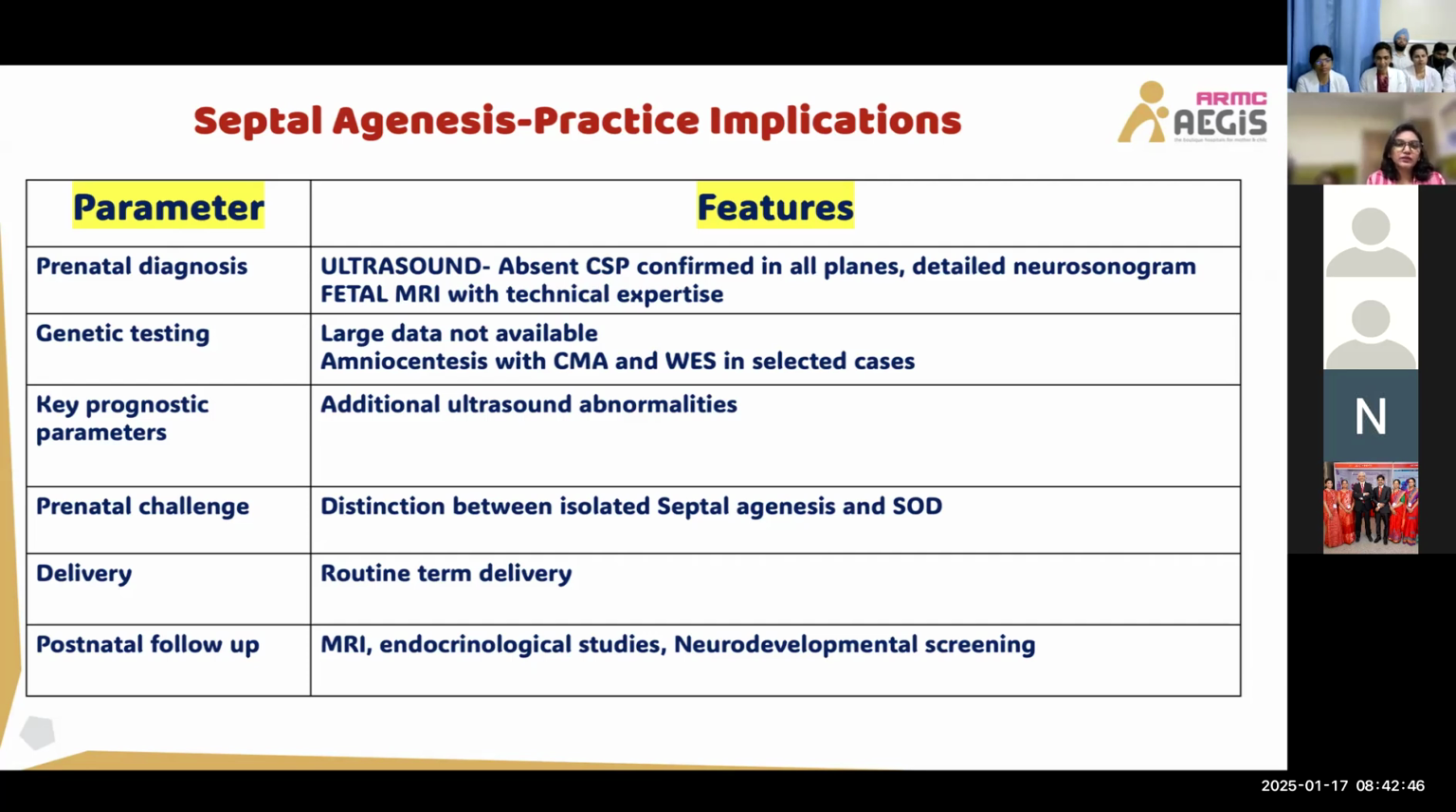The key prognostic parameters depend on the additional associated ultrasound abnormalities. It is always challenging prenatally to distinguish isolated septal agenesis from septo-optic dysplasia. Whereas the presence of these conditions per se is not a contraindication for routine term delivery. So after delivery, there must be a postnatal follow-up with a multidisciplinary team approach, that is with MRI, endocrinological studies, and neurodevelopmental screening.